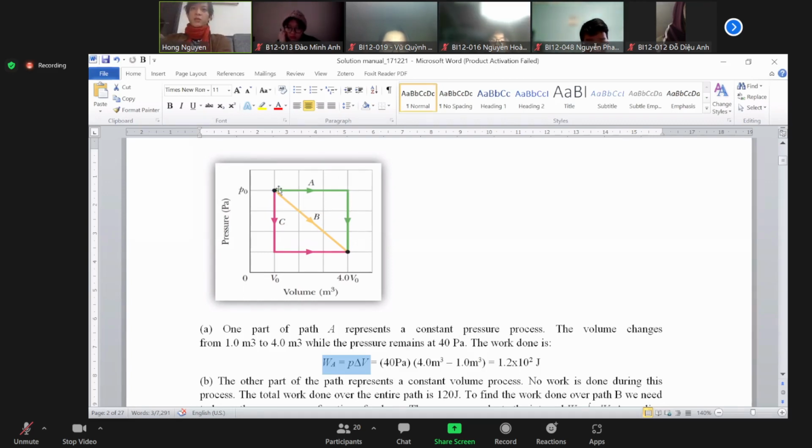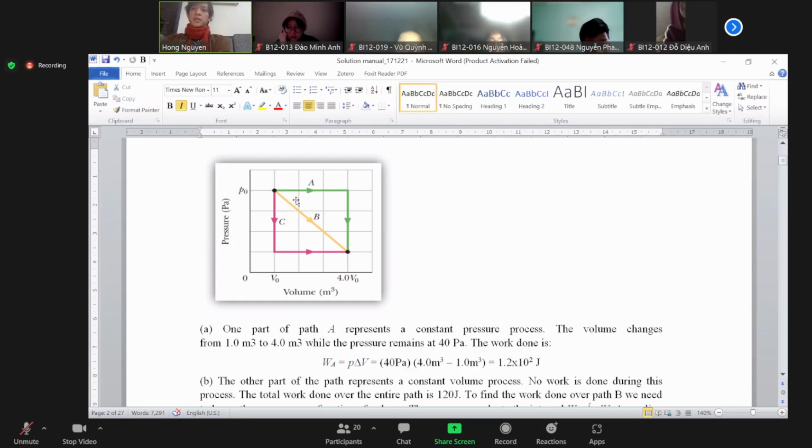Similarly, if we look at the C, you have the same thing. This does not do work. We have constant volume here. So the work done is also due to this. So we apply the same formula. You should be able to find the work done by the process C.